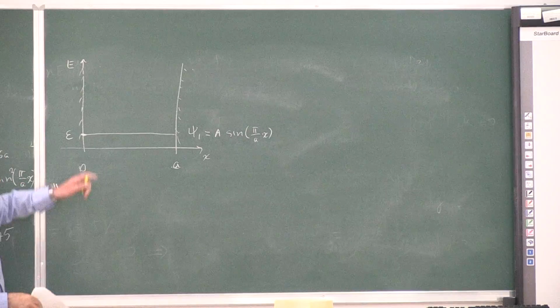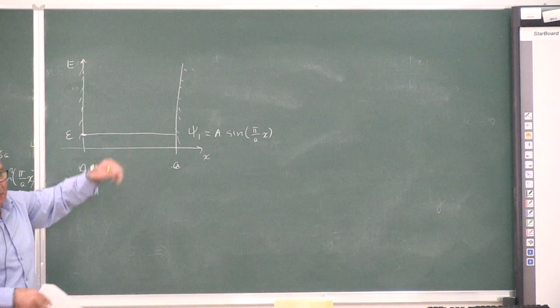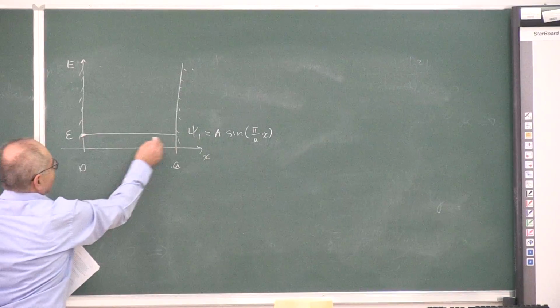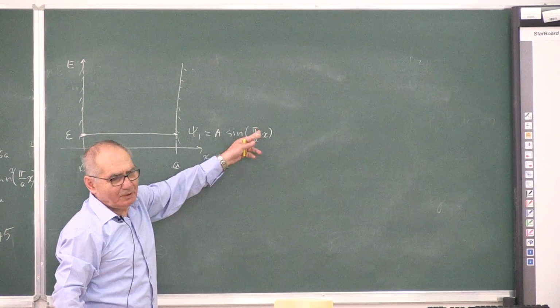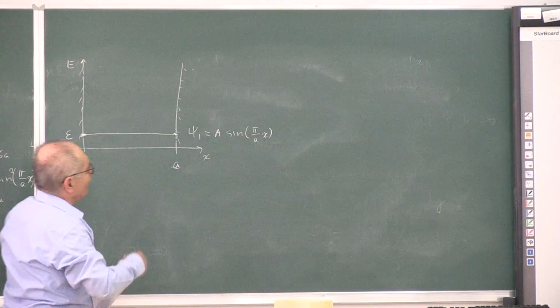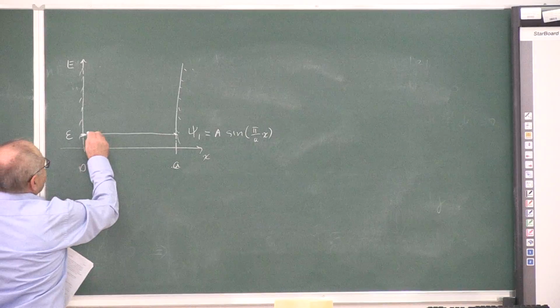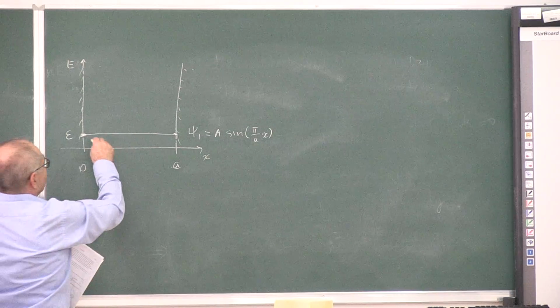Of course, exactly on the walls, we know that all these functions are 0. So here it is 0, here also 0. You may put x equals 0, you will have 0. Put x equals a, again, sine pi is 0. The graph is half of a sine wave. It is like this.